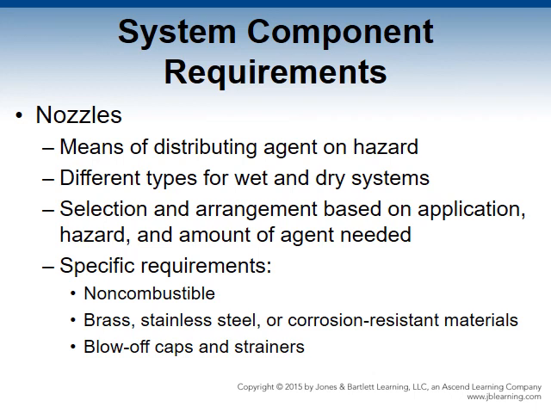NFPA 17 and 17A require nozzles to be non-combustible and not to deform when exposed to fire. They must be made of brass or stainless steel, or a corrosion-resistant material must protect them. There must be a blow-off cap or other approved protection device or material to cover the nozzle's orifice. This prevents clogging of the orifice. When installed on wet chemical systems, they must have a built-in strainer or inline strainer.